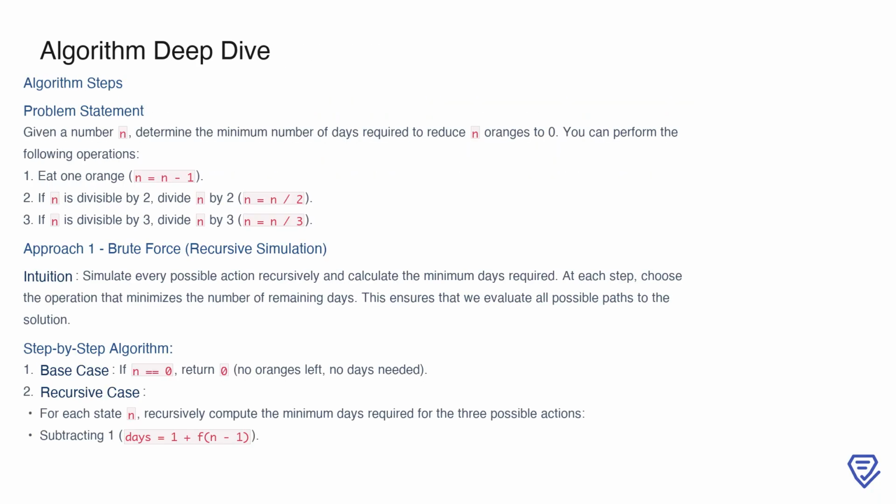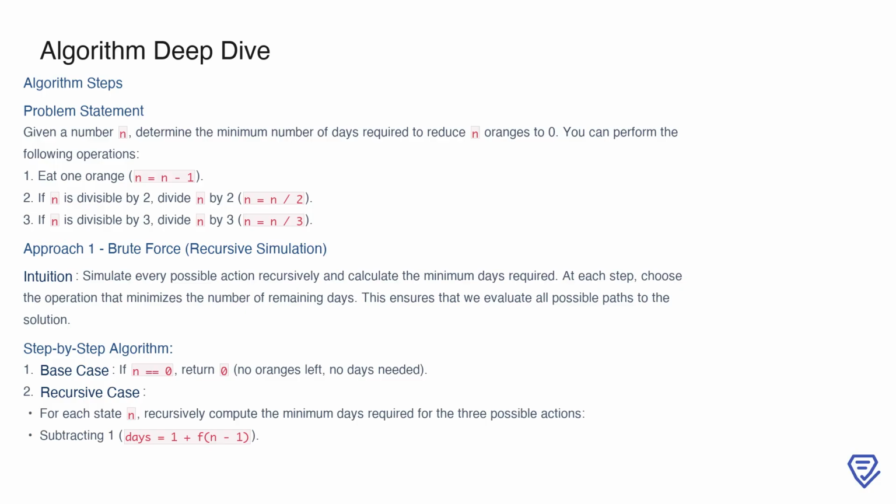To solve the problem of finding the minimum number of days to reduce n oranges to 0, we have three possible operations: eating one orange, dividing by 2 if the number is divisible by 2, and dividing by 3 if the number is divisible by 3. The goal is to determine the smallest number of days required to completely consume all the oranges.